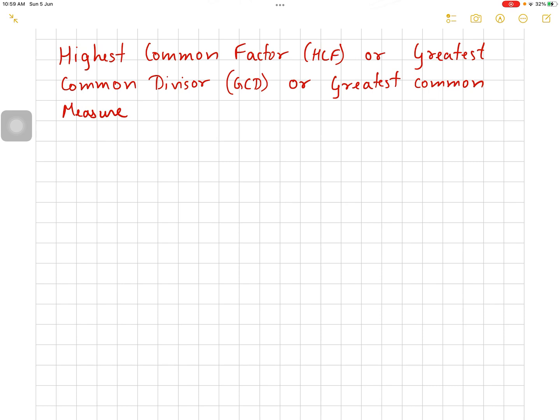In the previous class we completed till LCM. Now let us start HCF. HCF means highest common factor. It is also called the greatest common divisor or greatest common measure.